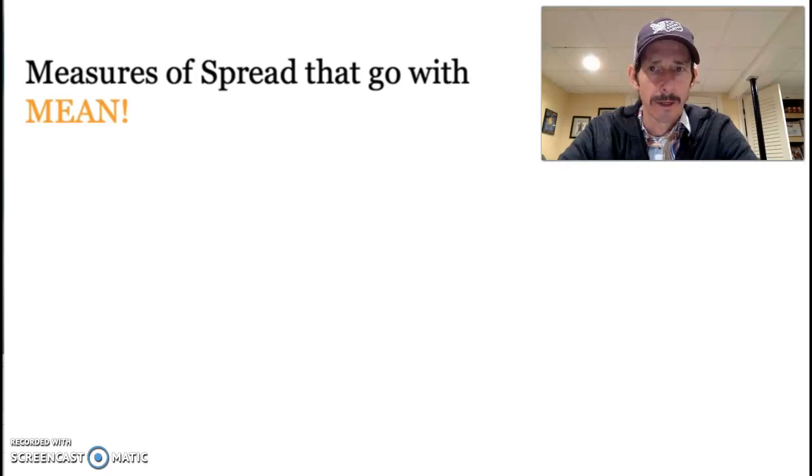Those go together. At no point in time, if I'm talking about the mean as my measure of center, should I be using the IQR to talk about spread? They do not go together. They're very separate and they should be kept separate.